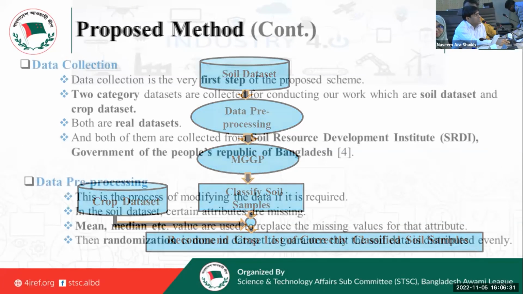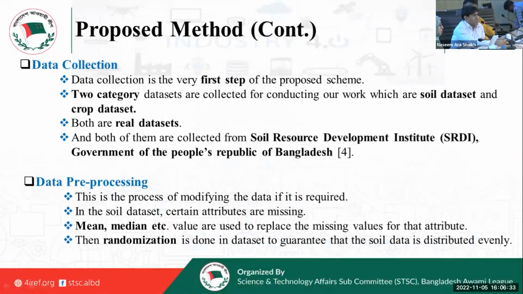And this is, at first we collect the dataset. We collect the dataset from Khulna regions, different upazilas, and in this we get support from the Soil Research Development Institute. And then we apply a data pre-processing technique. In this case, we remove some erroneous data, and we select the best soil features to build the computational model.